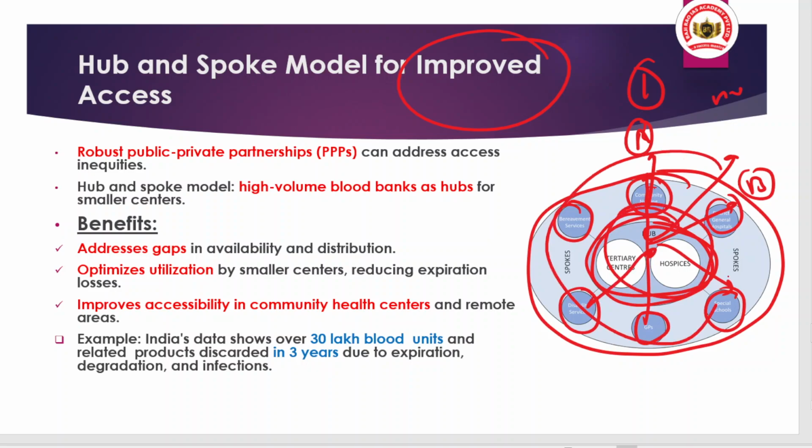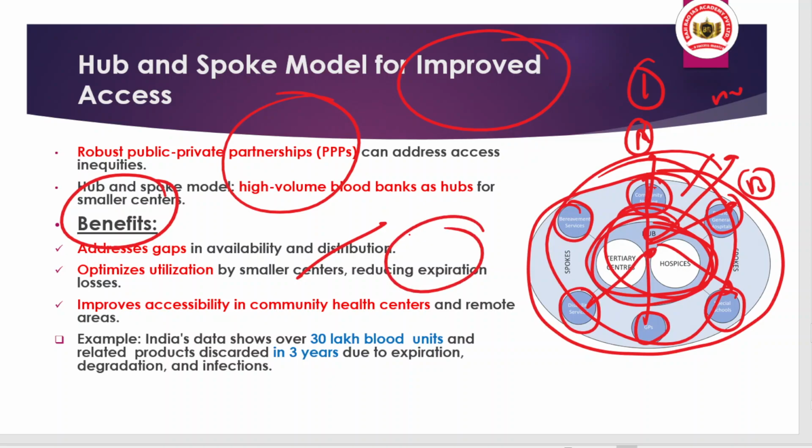So this will be the hub and spoke model, so that the need is fulfilled and there is accessibility for all. Apart from that, there should be a robust public private partnership which can also address the inequities, and there will be lots of benefits, like addressing the gap in terms of availability and distribution. It also optimizes utilization. More utilization will be done by the small centers because we are supplying the blood based on the needs.